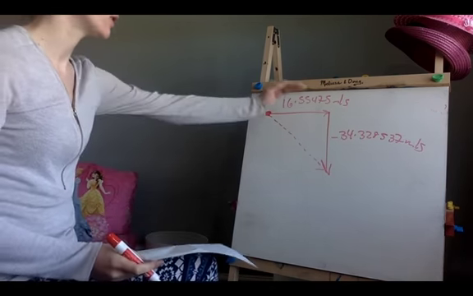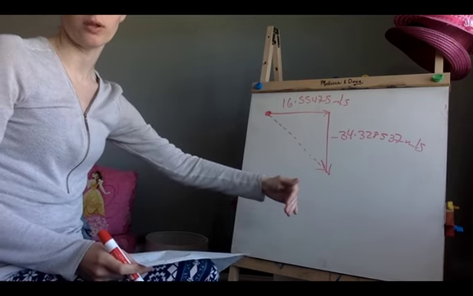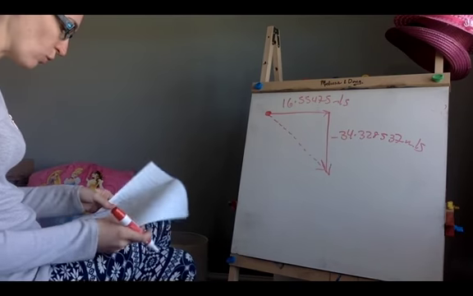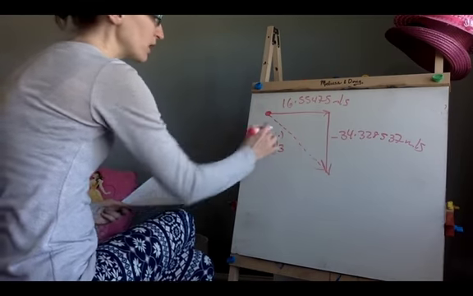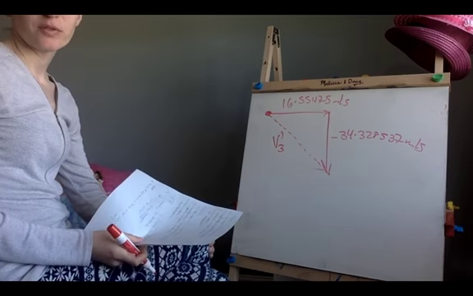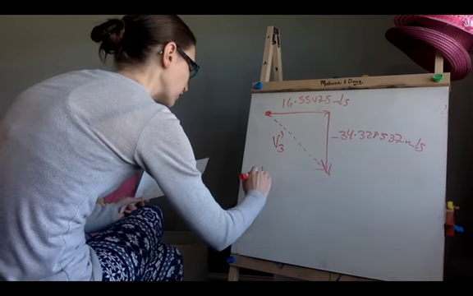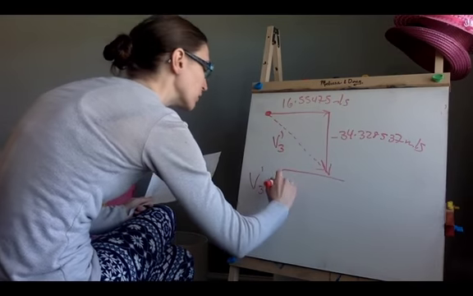Okay, so it went 16.55 meters per second in the x, and it went negative 34.328537 meters per second down in the y component. So what we can do is use the Pythagorean theorem to figure out what that v3 prime is, using the component parts. So that would just be the square root of the sum of these two numbers squared.